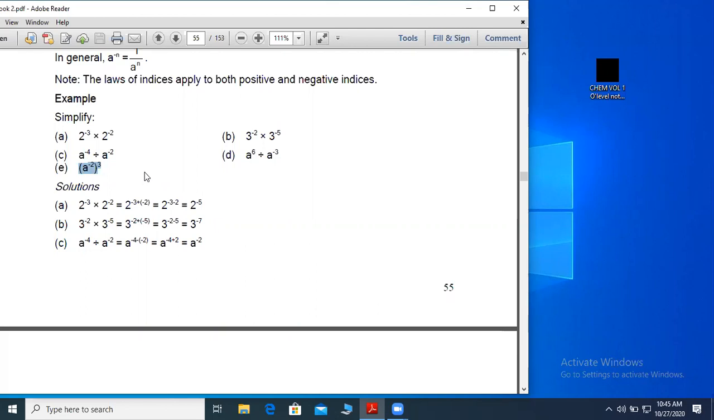Now, someone tell us, how do we treat 8 power negative 6? What is the final answer? If we have 8 power negative 6, what will be the final answer? How should we treat it?